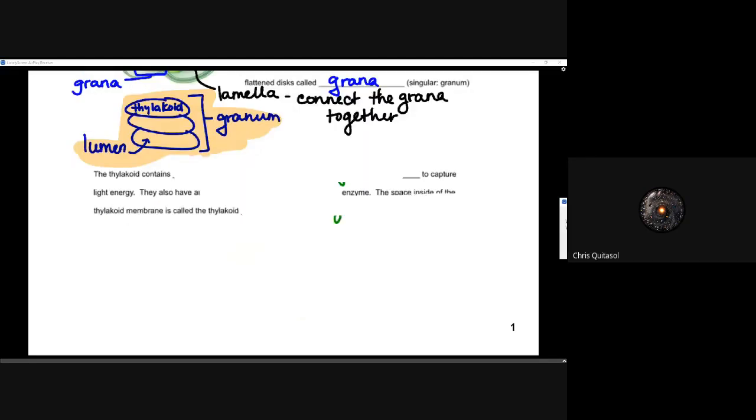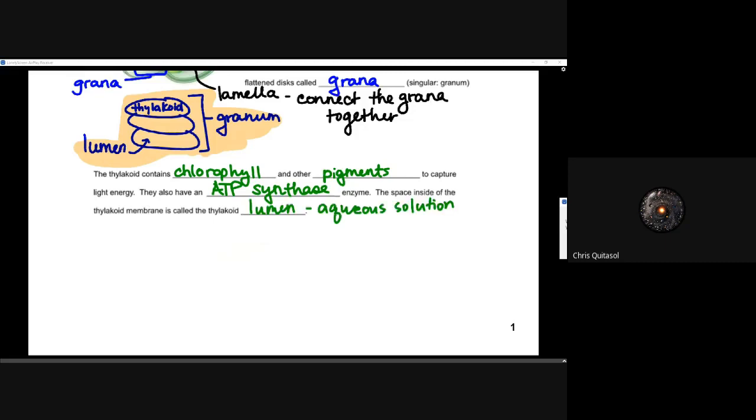So that thylakoid, as I alluded to, contains what's called chlorophyll, as well as other pigments to capture that light energy. They also have ATP synthase enzymes. When you think about why that's important, we'll talk about that as we move forward, but I want you to think about why that's important in order for that chloroplast to function. So the space inside of the thylakoid membrane is called the thylakoid lumen. Again, that aqueous solution that it is surrounded by.